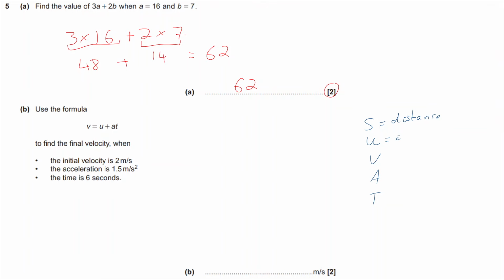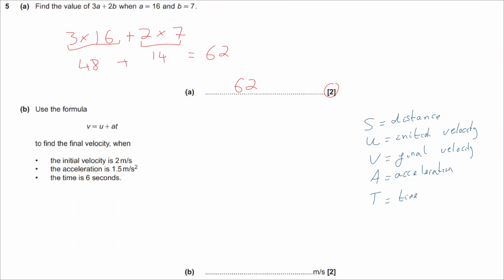Now, U stands for something called the initial velocity. So you're starting, velocity is a bit like speed. It's speed with direction, and it's just like your starting speed. V is your final velocity, and then A is your acceleration, and then T is your time.